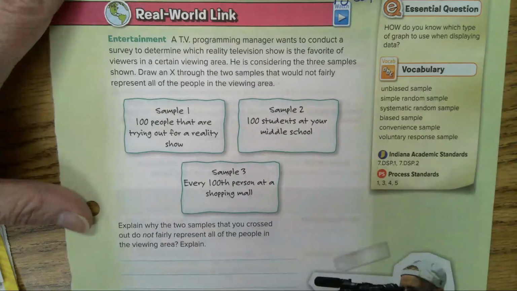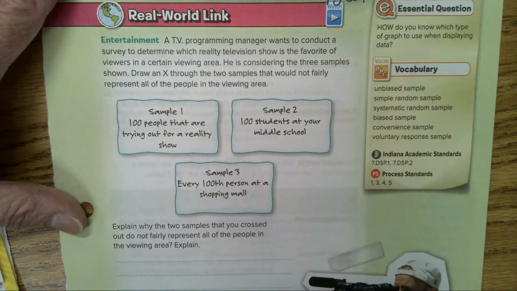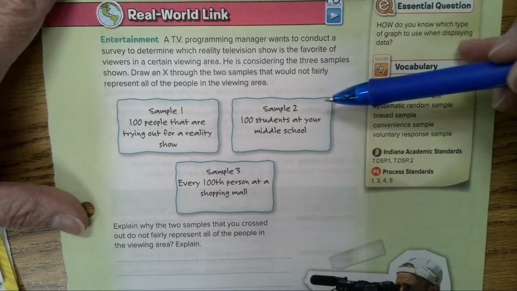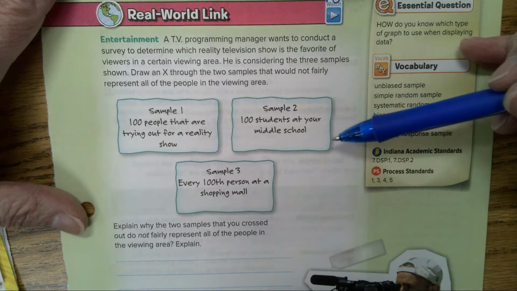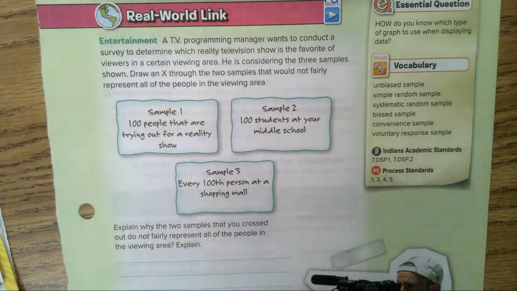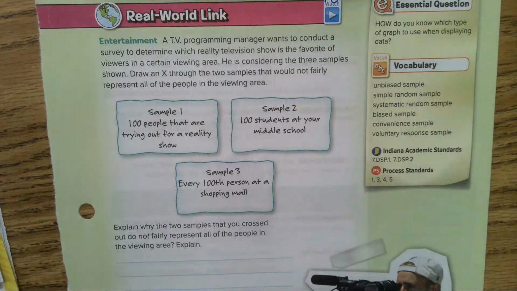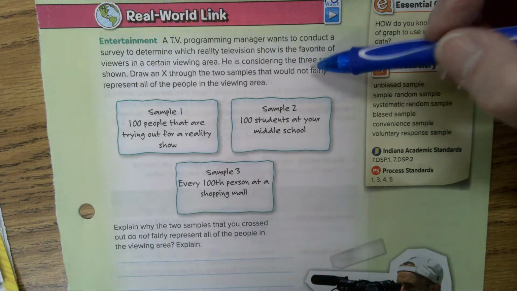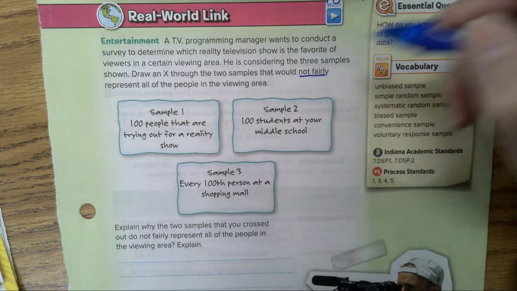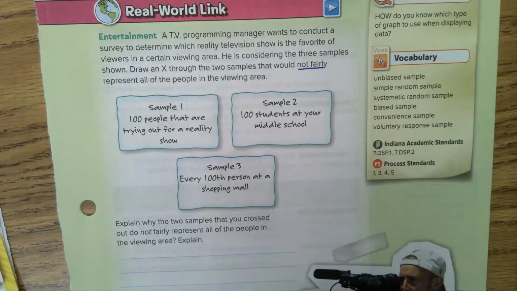Sample 1, 100 people that are trying out for a reality show. Sample 2, 100 students at your middle school. Sample 3, every 100th person at a shopping mall. So we are to put an X through the 2 samples that would not fairly represent all the people in that town. Instead of a viewing area, let's call it a town.